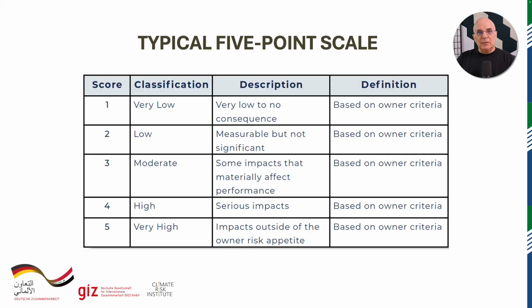So here is a typical 5-point scale from PyVC. There are 3 different things that we're considering here. The score, its classification in terms of low, very low, moderate, etc. A description of what those things may mean. Very low to no consequence, measurable impacts, that sort of language. And a definition based on the owner's criteria, which we developed in our performance response analysis. So we have clearly indicated what 1 means, 2 means, 3 means, etc., as we go into our consequence analysis.